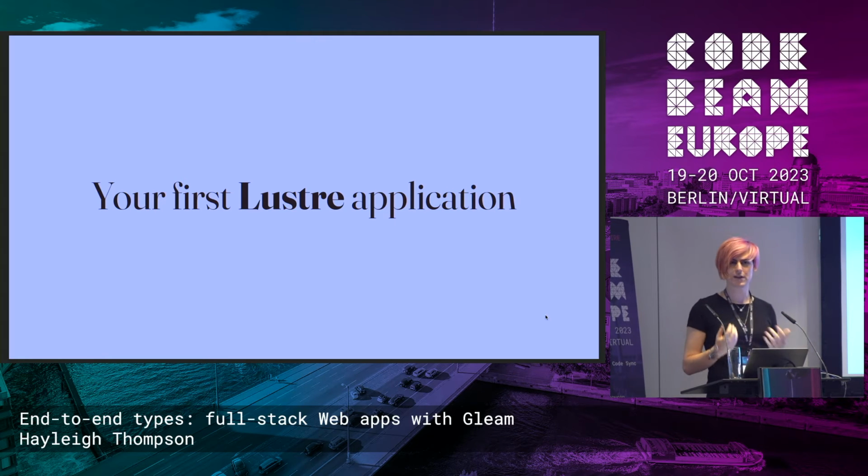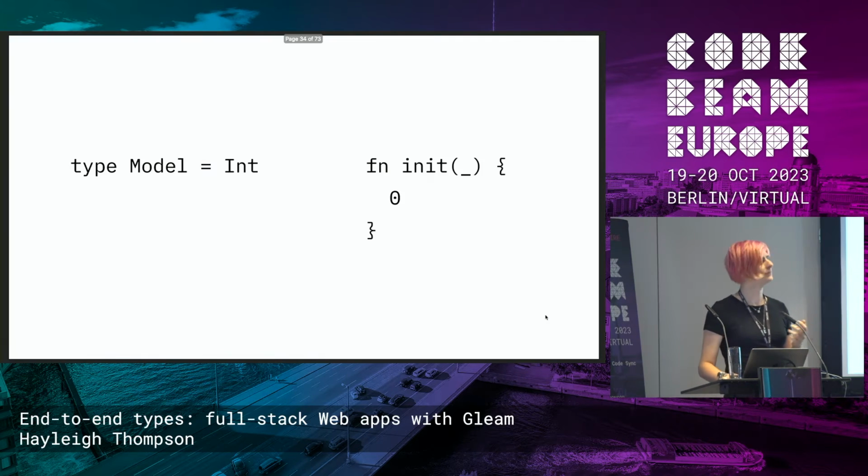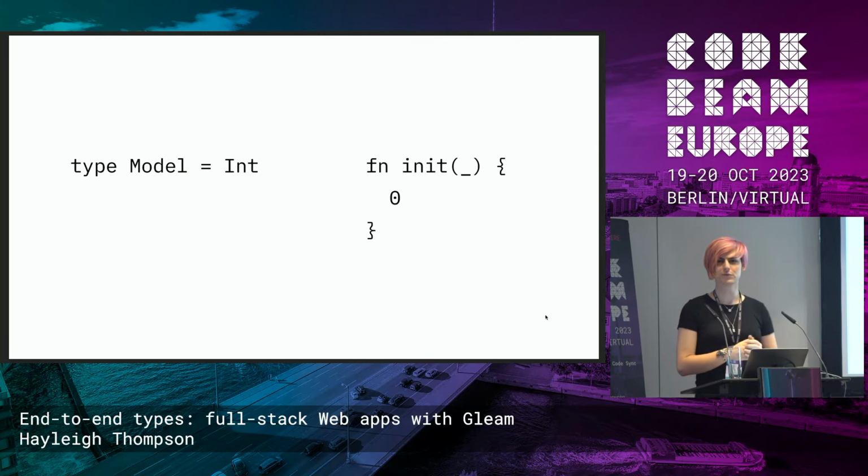And to maybe just hit this point home, we'll quickly build a Lustre application. We'll build just a simple counter. We'll start with our model. This is not too complicated. We'll just type alias an integer, and we'll have an init function that returns 0.